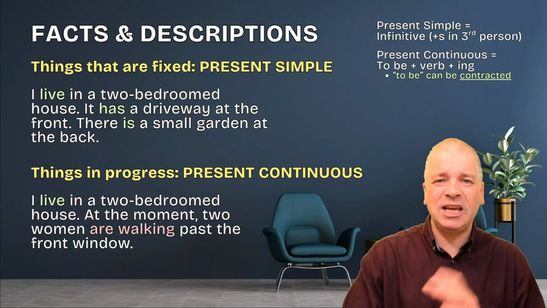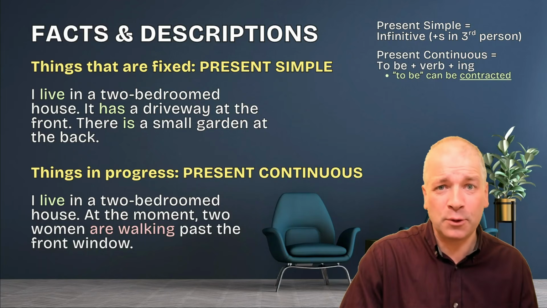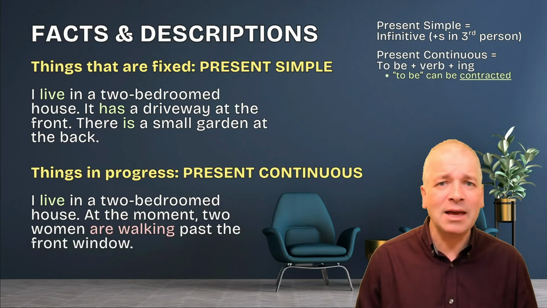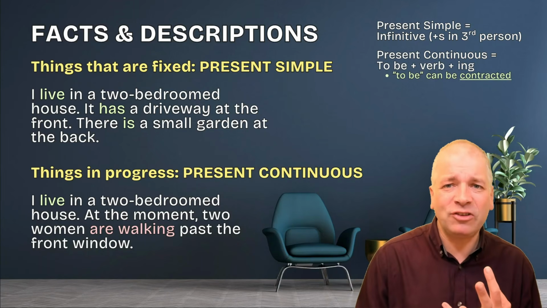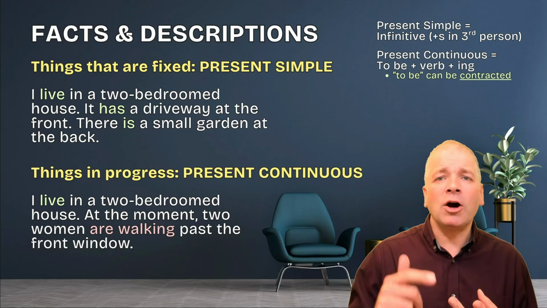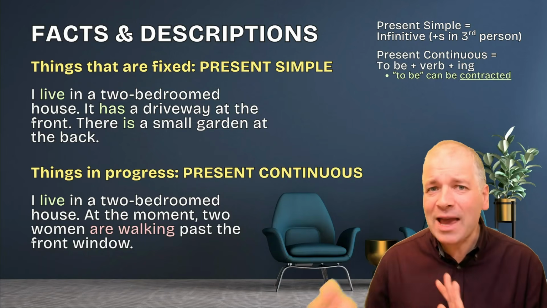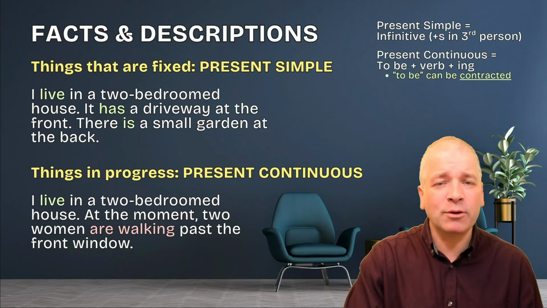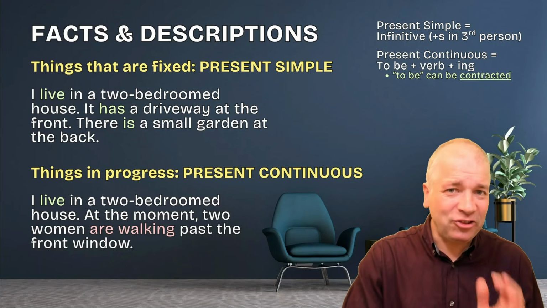And to make the present simple, we use the infinitive of the verb, except when we're in the third person, he, she, or it, where we add an S. And there are some irregular forms too. With the present continuous, we always start with the verb to be in its conjugated form. So I am, you are, he, she, it is, we are, you are, they are, followed by the verb with ing on the end. Now the verb to be can be contracted as well. So I am can become I'm, you are can become you're, she is can become she's.